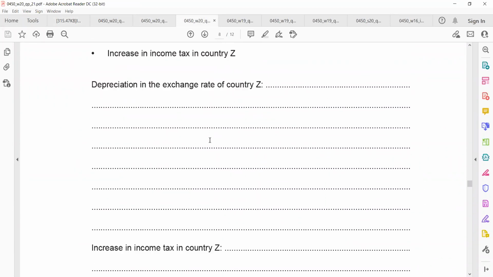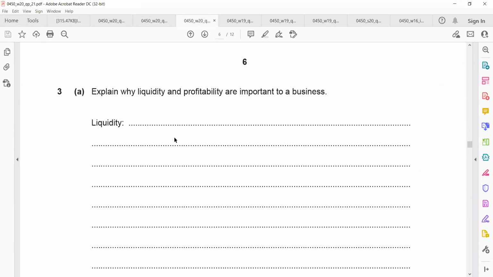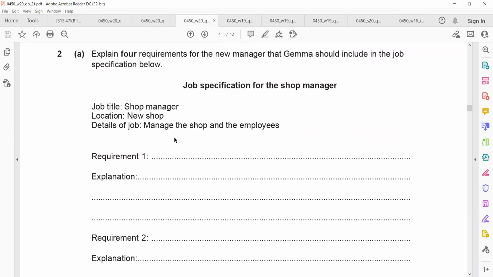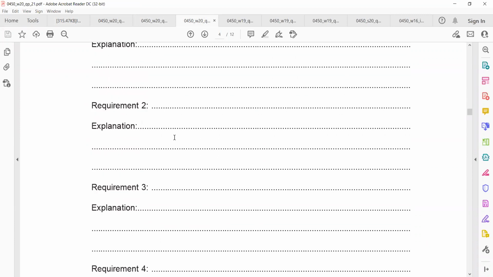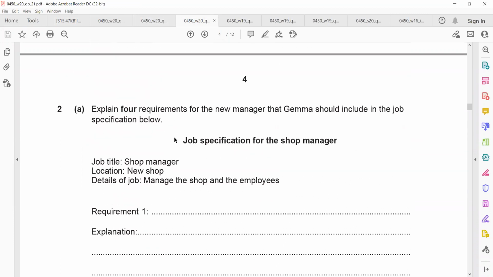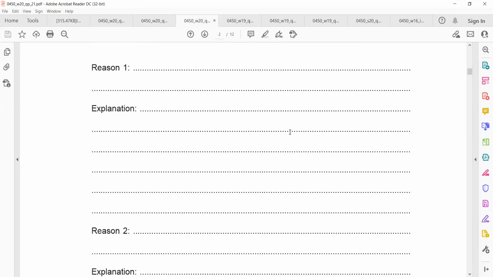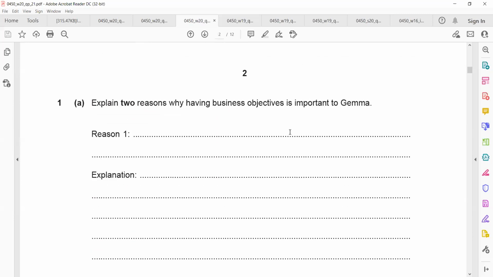Explain the effect. 2 sections, so same applies. Liquidity, profitability, 2 sections. This one 4 sections, meaning for knowledge, for application. This is related to the text. Gamma. It has a name mentioned related to the case. 2 reasons again, 2 sections.